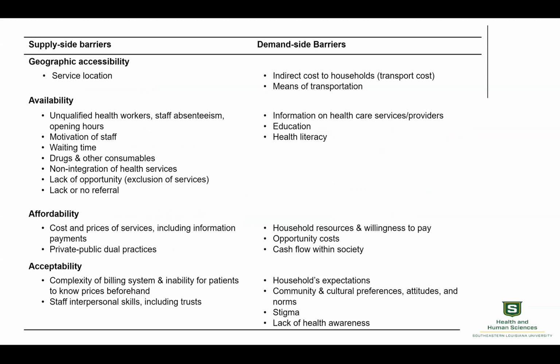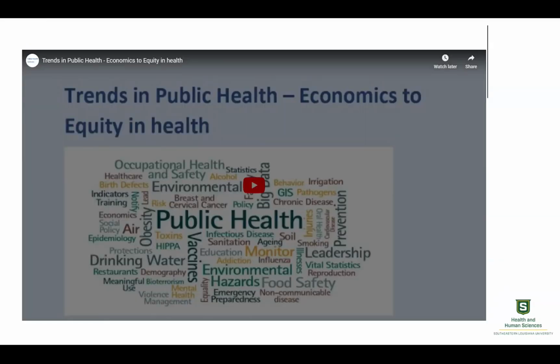Affordability could be looking at costs and prices of services, while on the household side the barrier is household resources and willingness to pay. Now, willingness to pay is not the same as ability to pay. Some people may have the ability to pay for a service, but they may not be willing to pay for it. It's a matter of deciding, this is what I would rather pay for versus the other, which is where opportunity cost comes in. So these are some of the things to look into when we are having conversations about barriers to access.